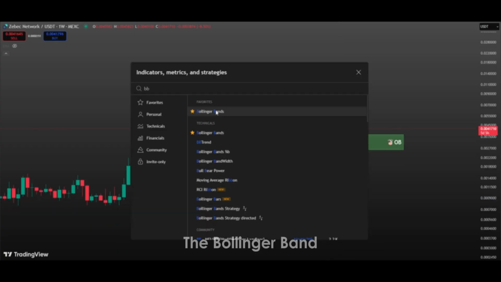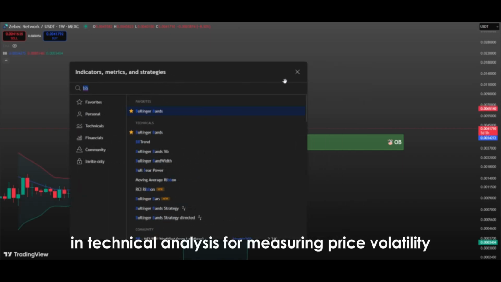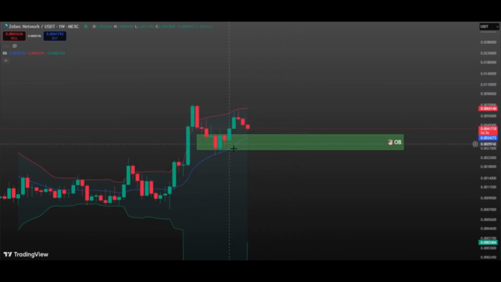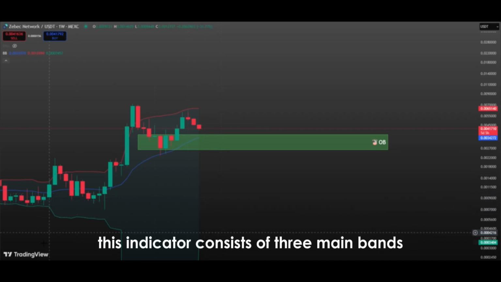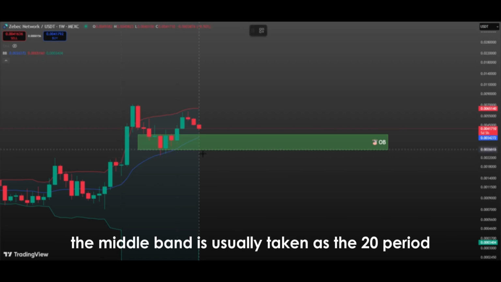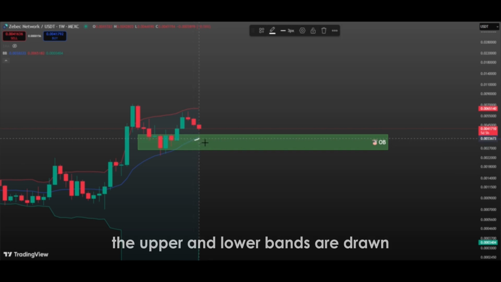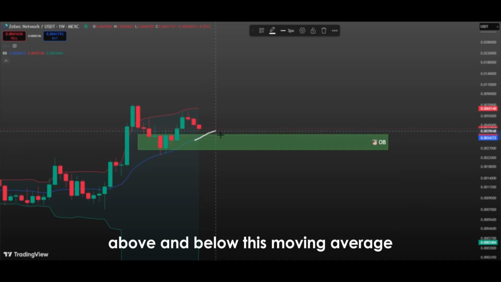Keep watching. The Bollinger Band is one of the most powerful indicators in technical analysis for measuring price volatility, identifying support and resistance zones, and predicting the potential direction of price. This indicator consists of three main bands: the upper band, the lower band, and the middle band. The middle band is usually taken as the 20-period simple moving average and shows the short to medium-term overall trend of the price. The upper and lower bands are drawn a certain standard deviation above and below this moving average.